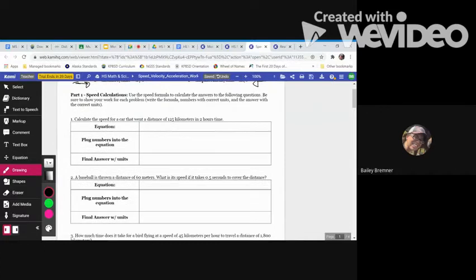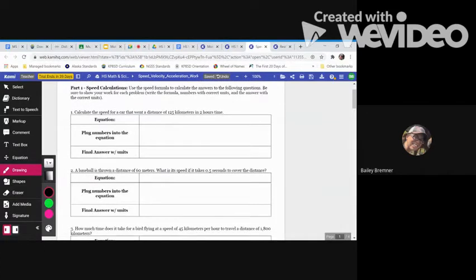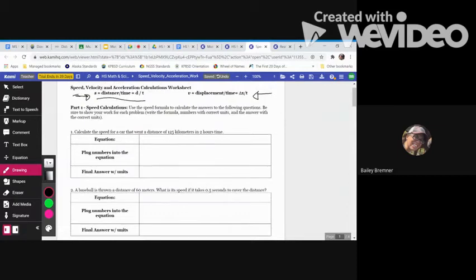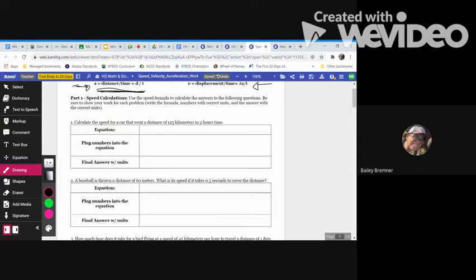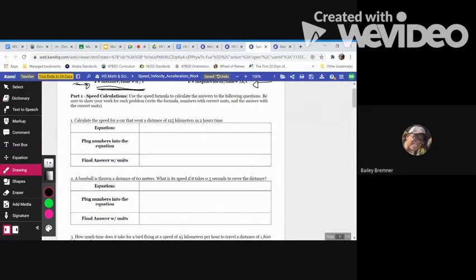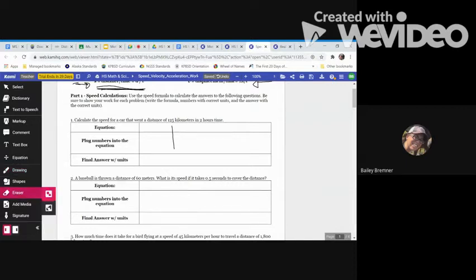That's kind of the difference. For part 1, you're doing some speed calculations. Use the speed formula right here to calculate the answers to the following questions. Make sure to show your work, please. This is set up to help you show your work. For question number 1, the first thing you need to do is write down your equation.